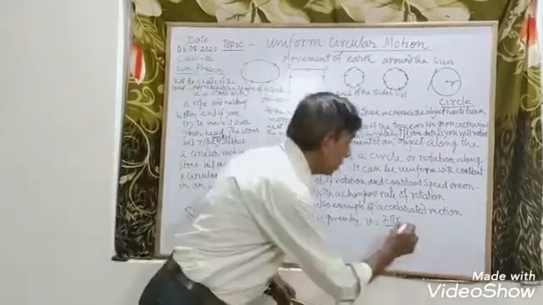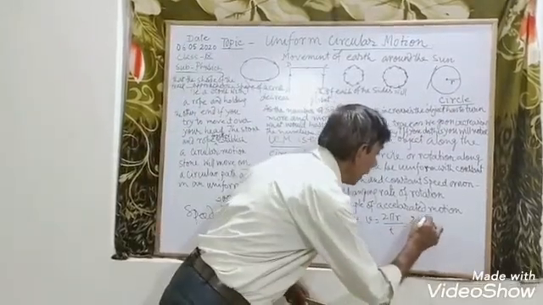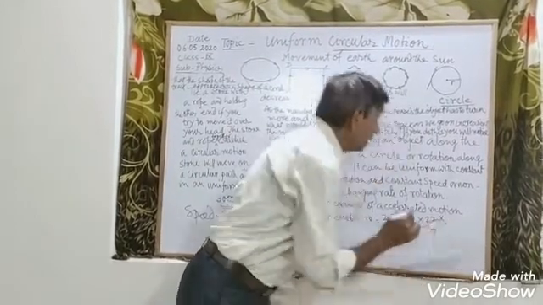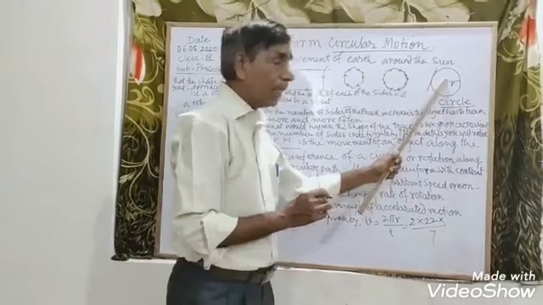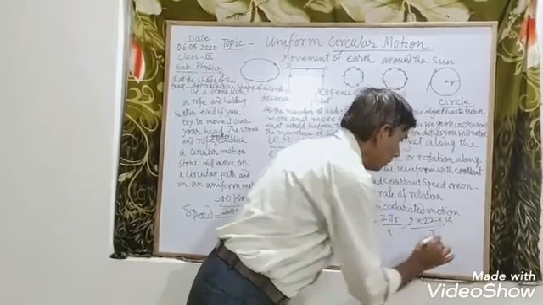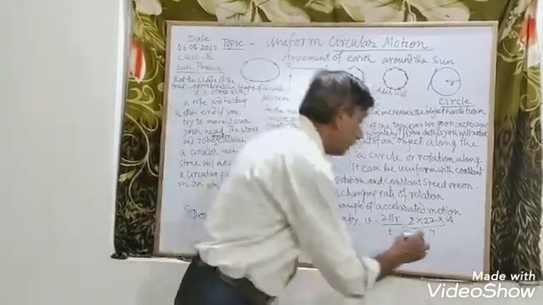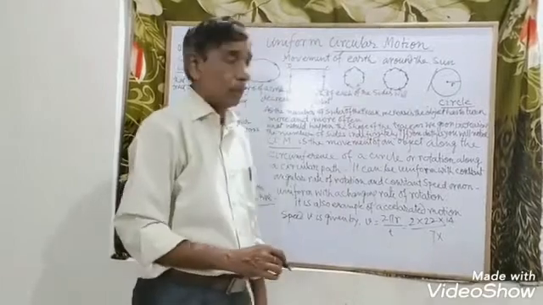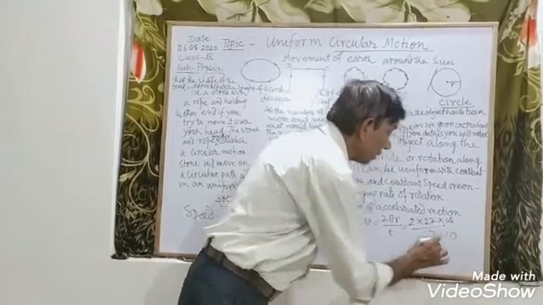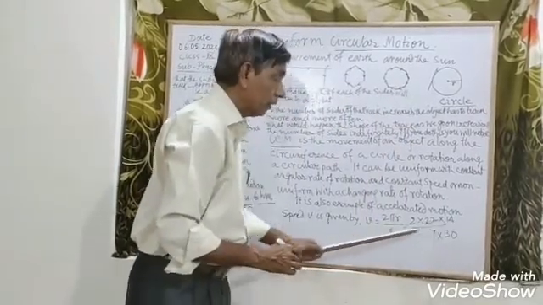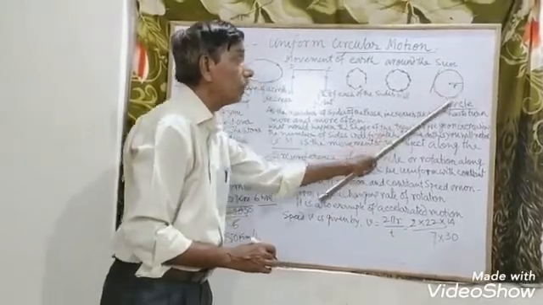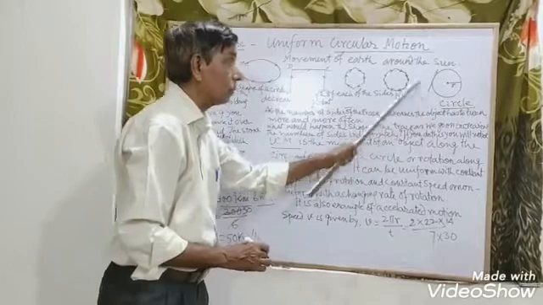So here, the value 2 into pi, the value of pi is equal to 22 by 7, and whatever radius you have, you must write here. Suppose 14 meters, and the time taken, suppose 30 minutes. So in this way, we can find out the velocity of the body revolving in a circular path.